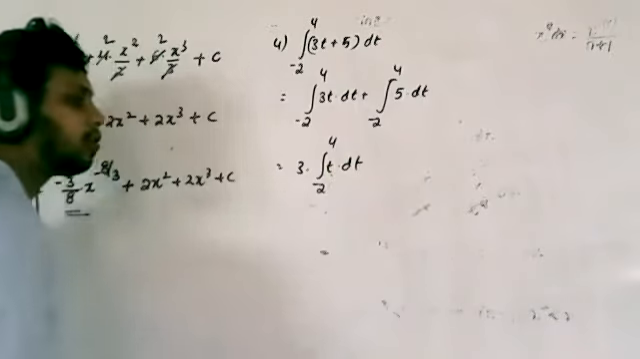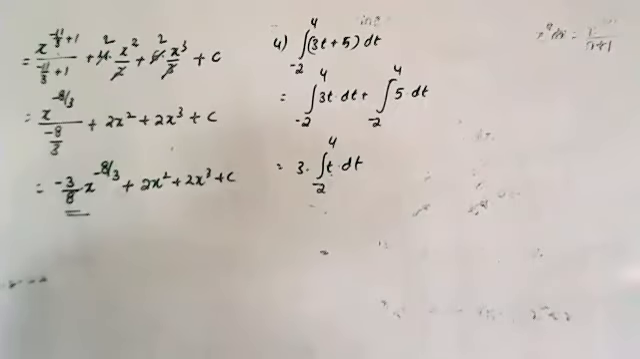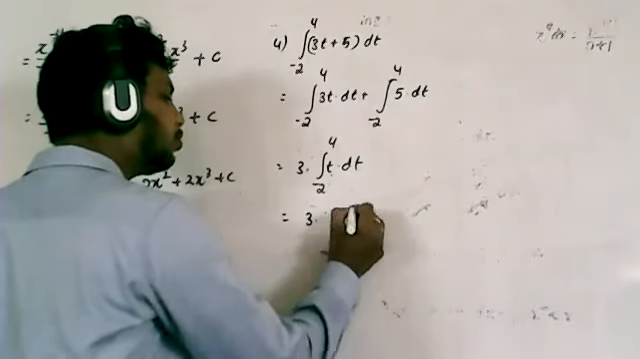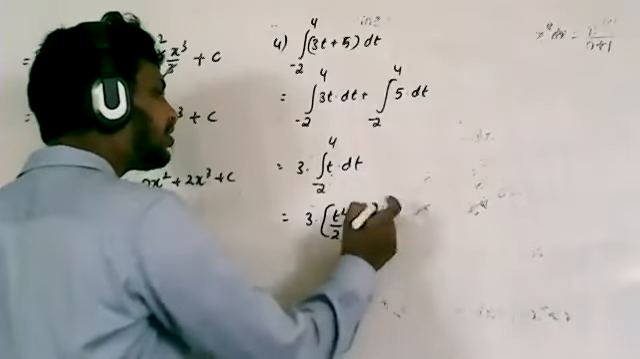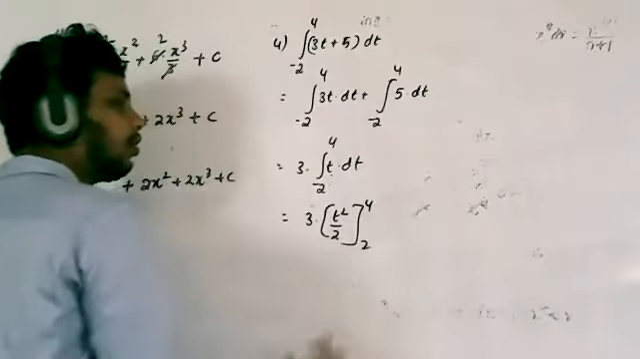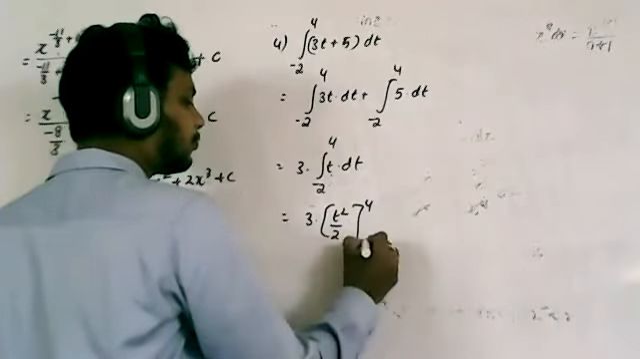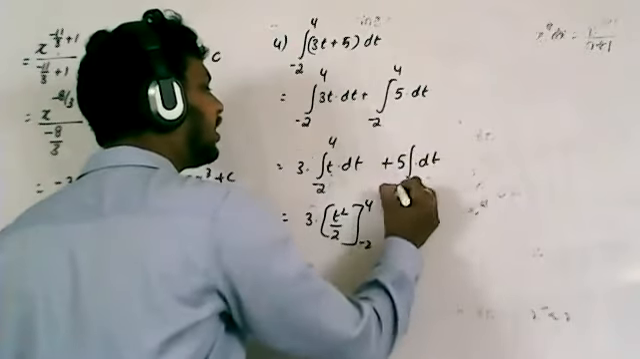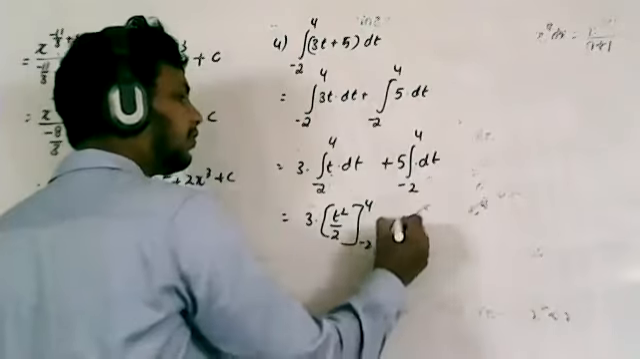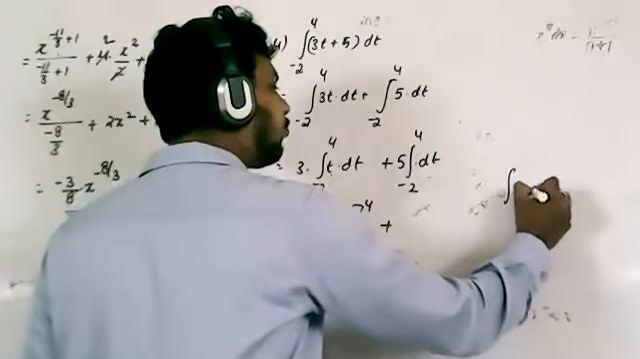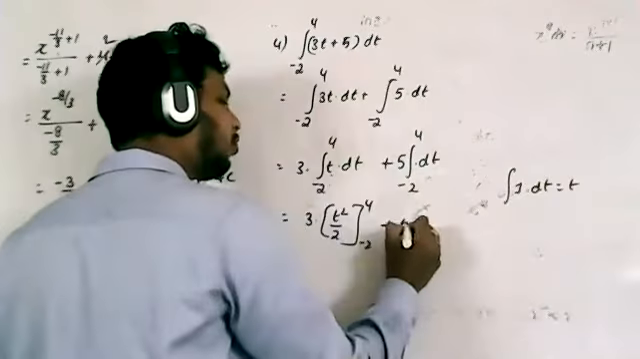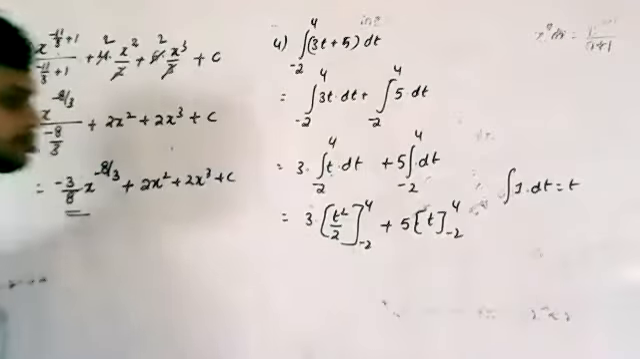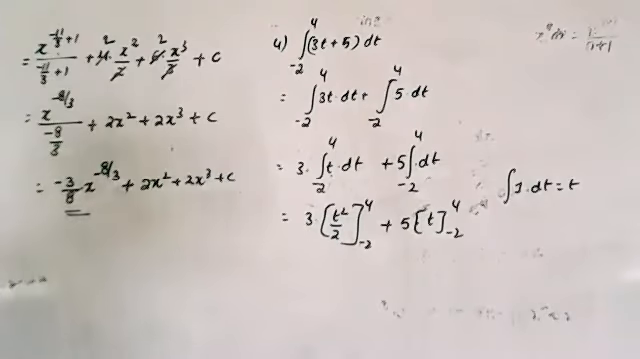So integration of t dt looks like integration of x dx. Therefore, we can write this as 3 into t square by 2 between the limits, what are the limits? 4 and minus 2, so 4 minus 2. Plus next term, 5 into integration of dt from minus 2 to 4. You can write this as integration of 1 dt, whose value is t. Therefore, 5 into t between the limits 4 to minus 2. Clear?